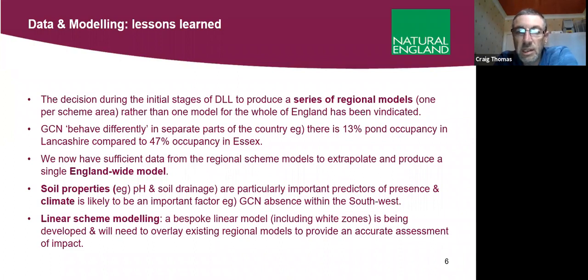And as I've just mentioned, the two critical factors that are determining the variation that we see seem to be soil properties, in particular the pH and the drainage of those soils, and climate. So we see an absence of GCN in the southwest. There's fewer suitable ponds for GCN in Cornwall and Devon, but they're still largely absent. Why is that? We think critically the climate is at play.